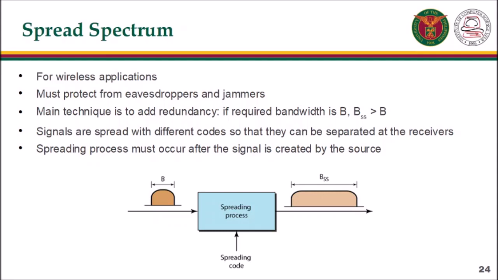The main technique is to add redundancy. If the required bandwidth is B, the bandwidth for spread spectrum is greater than B. Signals are spread with different codes so that they can be separated at the receivers. The spreading process must occur after the signal is created by the source.